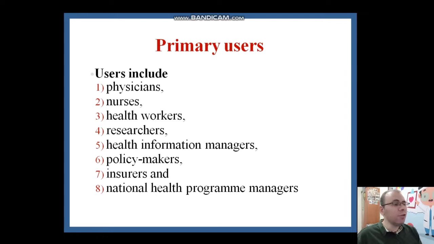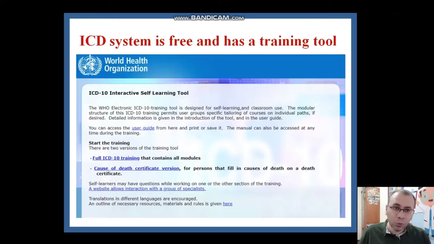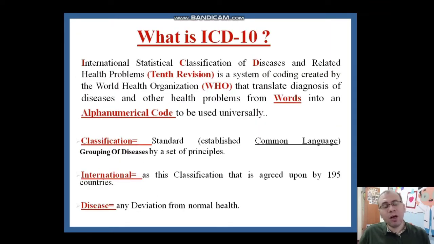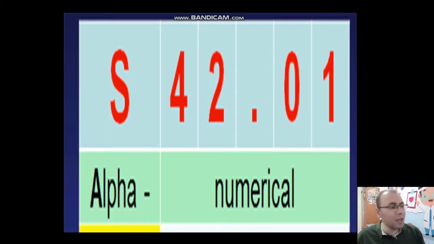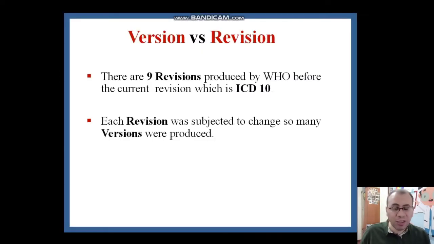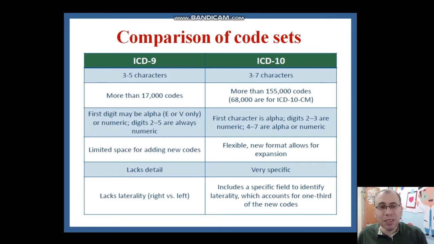Then after that we are going to talk about the definition of the ICD-10, which is simply the International Classification of Diseases, 10th revision. We will talk about every single word in this definition. This is an example of a code using the ICD-10, which is an alphanumerical code using a single letter followed by a set of numbers. We will talk also about the difference between revision and version. This point will take us towards the comparison between the ICD-10 and ICD-9.